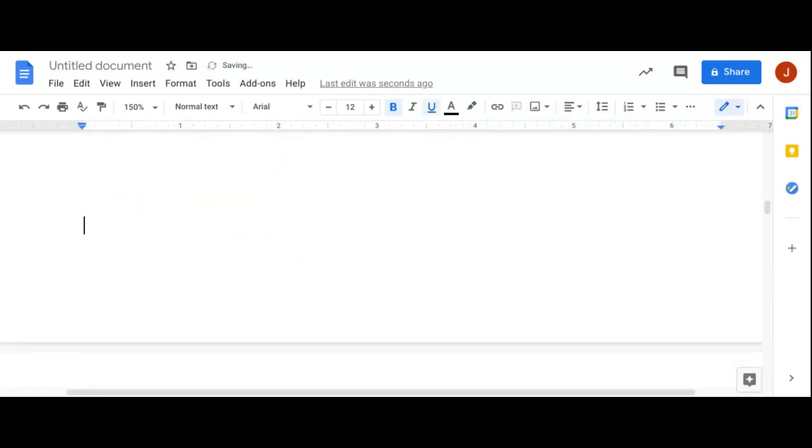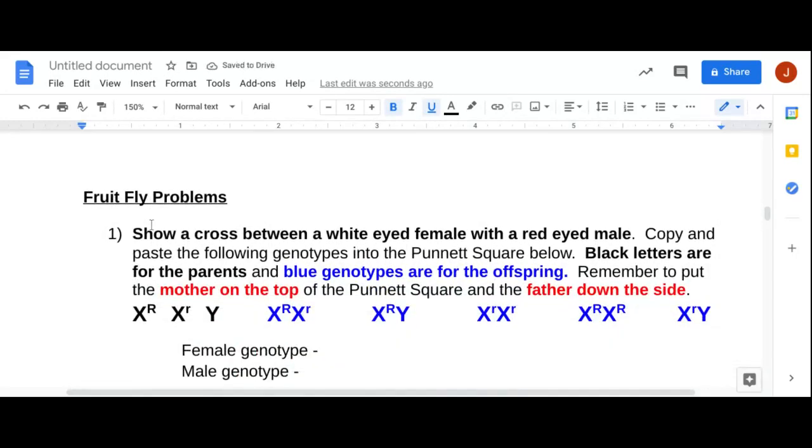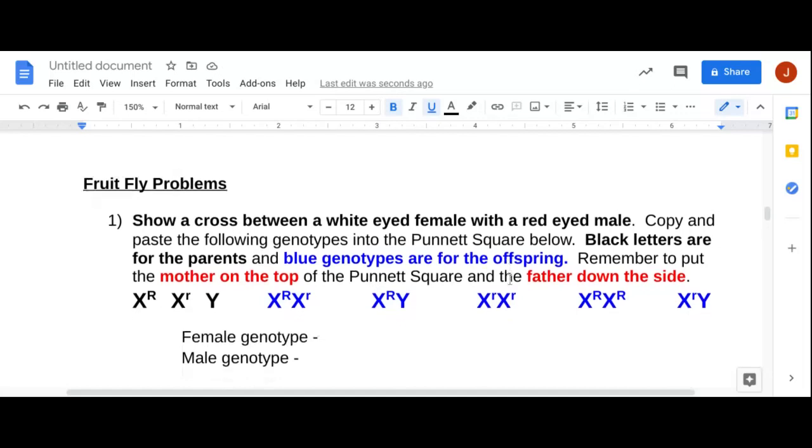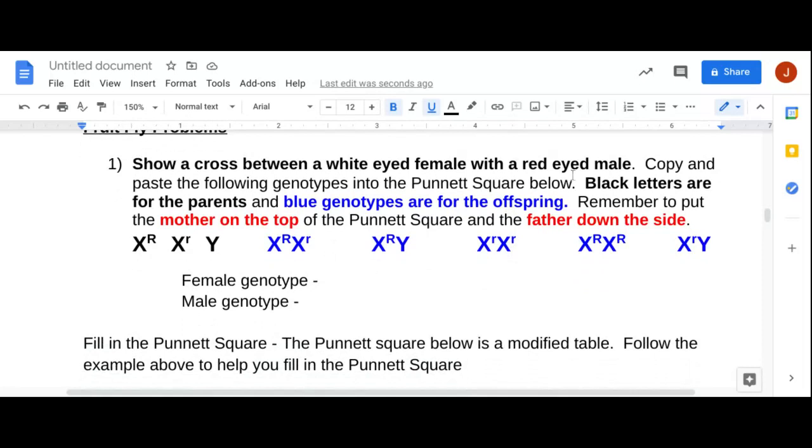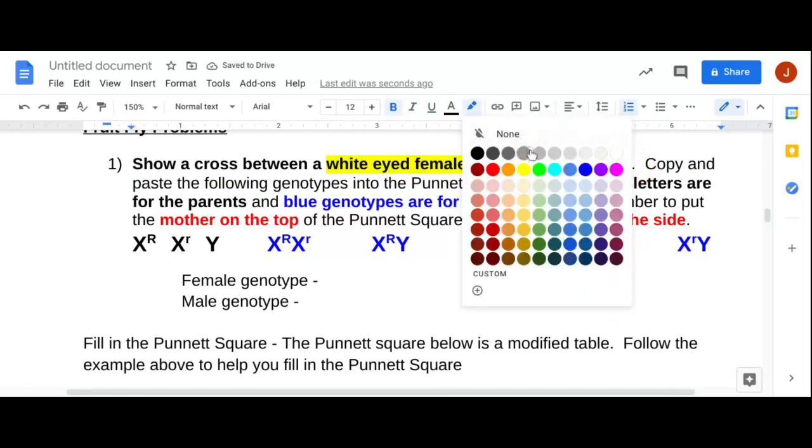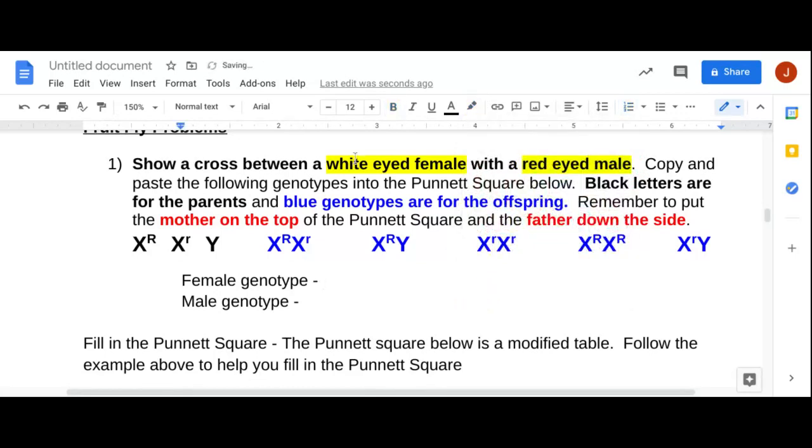Now we're going to go to the problems. Fruit fly problems. So I'm going to walk you through the first one. We did that in class, and then you'll have 2 more to do on your own. I know copy and pasting might be a pain, but you can do it. Okay, so black letters for the parents. That means for the Punnett square itself. So here's my problem. Show a cross between a white-eyed female, so that's my first piece of information that I need, and a red-eyed male. So those are the two things, my parents.